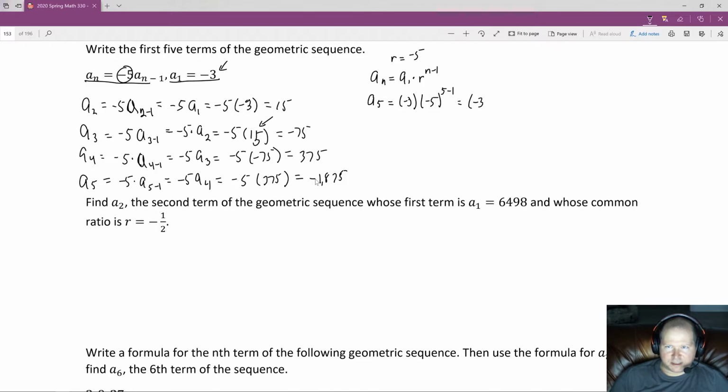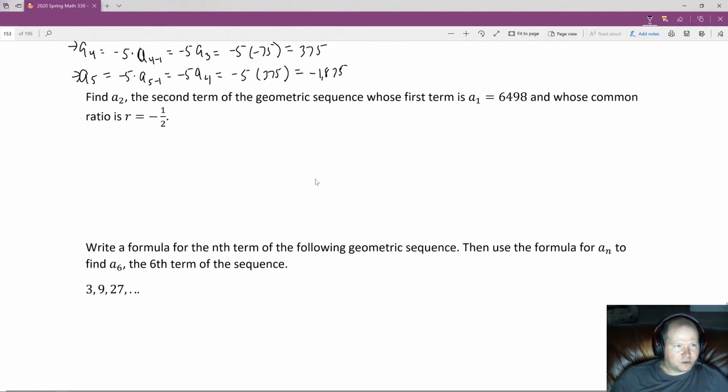That would have given us a negative 3 times negative 5 to the 4th power, which would have given me a negative 3 times positive 625, which would have given me a negative 1,875 right there. So you can either do it recursively, plugging the previous one into the next one, into the next one, just keep plugging it in, or you can use the general formula to find the nth term.